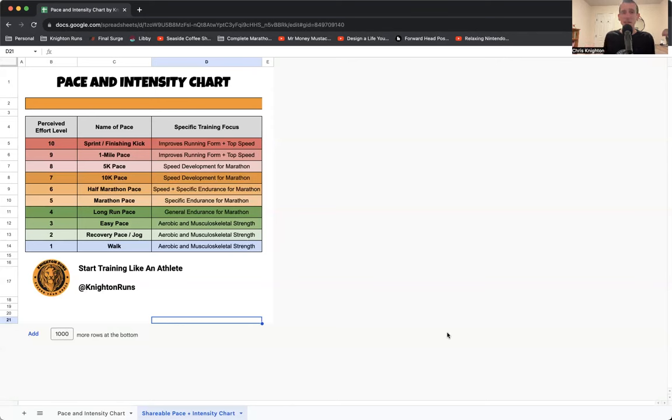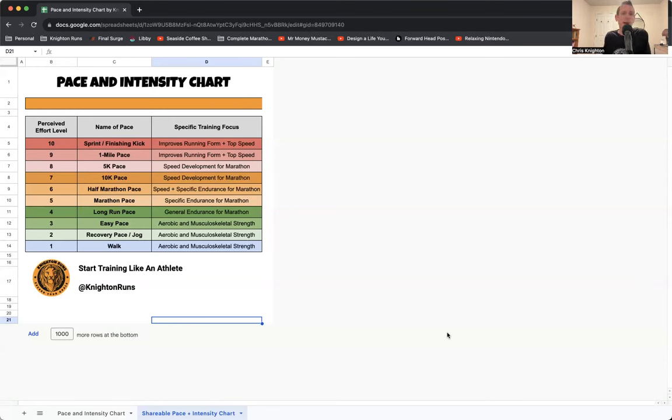5K pace for the marathon is pretty fast to train at, but doing some efforts at 5K pace is helpful at different stages throughout training. This is really going to help improve your speed for the marathon. Not so much your endurance, but definitely your speed.